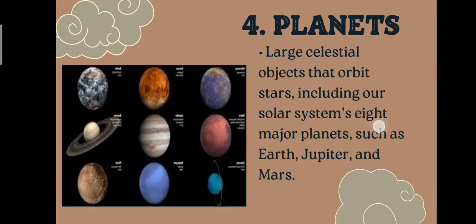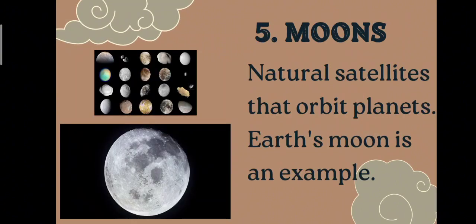Number 4, planets. These are large celestial objects that orbit stars, including our solar system's 8 major planets such as Earth, Jupiter, and Mars. Number 5, moons. These are natural satellites that orbit planets. Earth's moon is an example of this.